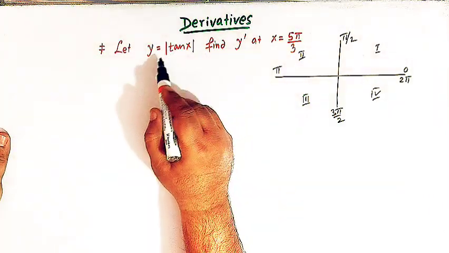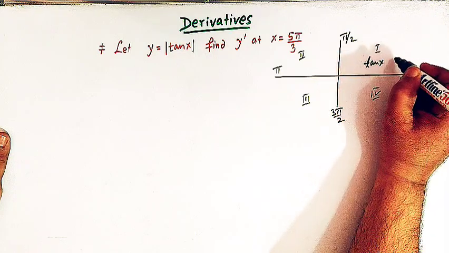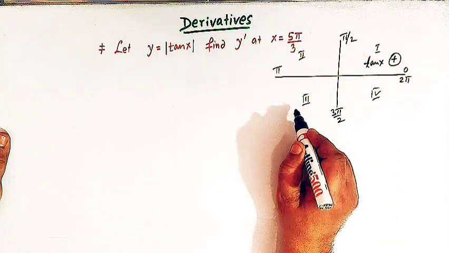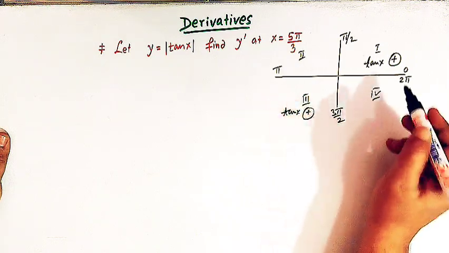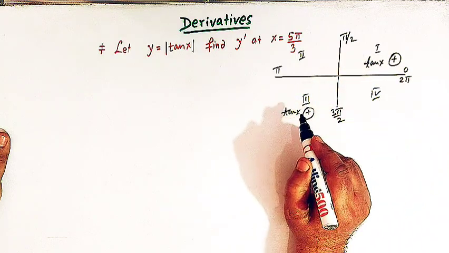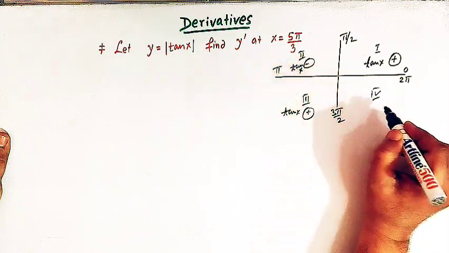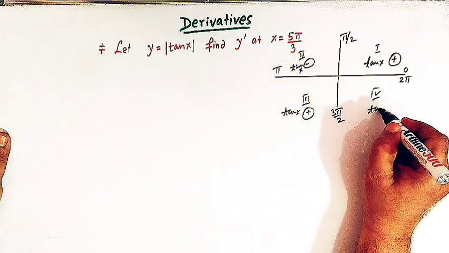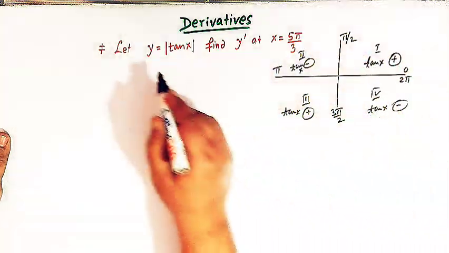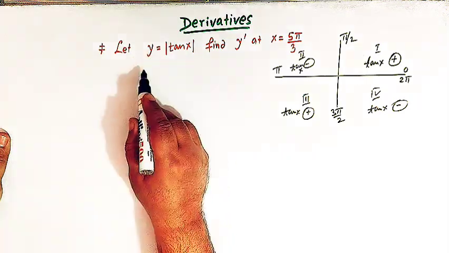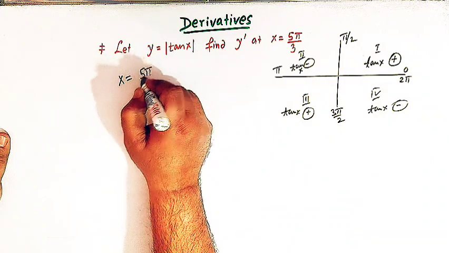We know that the tangent function is positive in the first quadrant and in the third quadrant, and the tangent function is negative in the second quadrant and in the fourth quadrant, right? So we'll use this concept to find out the derivative of y with respect to x at this point, that is 5 pi by 3.